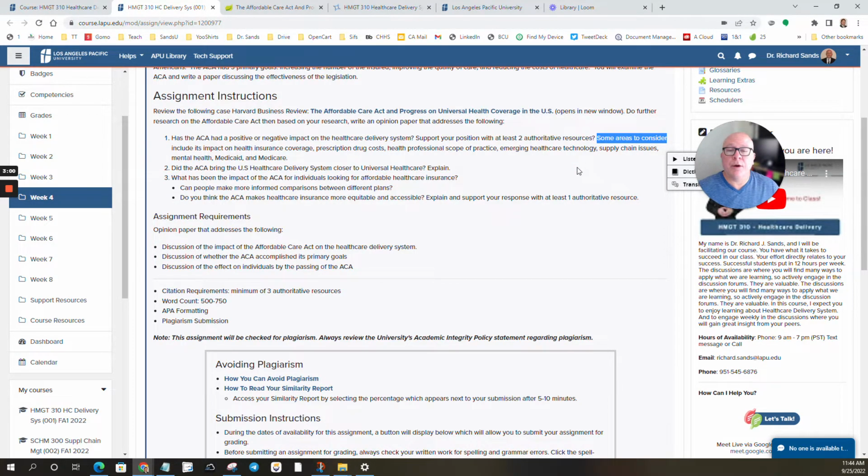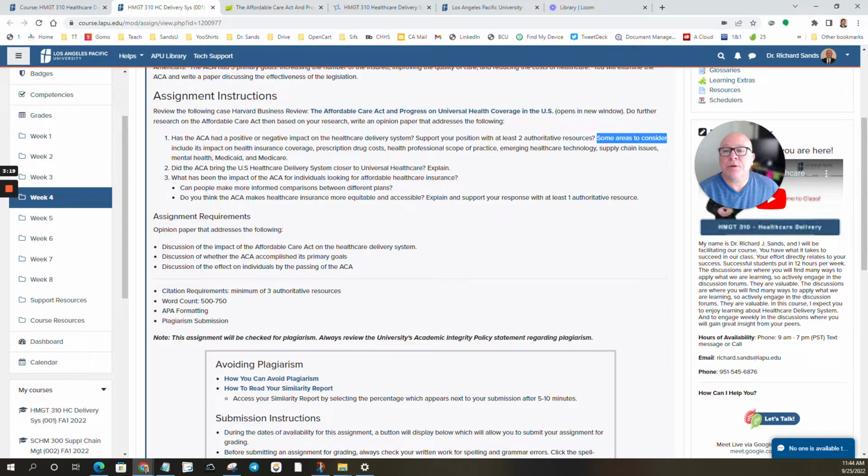Number two, did the ACA bring the U.S. delivery system closer to universal health care? Right? And if you don't know what universal health care is, you can easily Google that and find examples. In other countries, I think Canada has universal health care where it's just you have health care and it's really provided by the government. So answer it and explain.